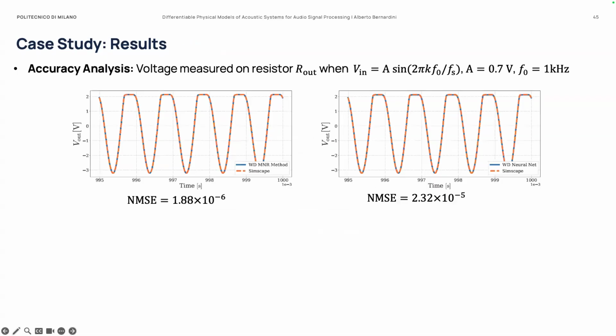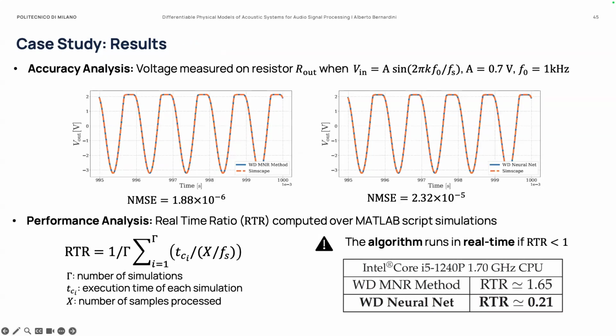Here are some results verifying the accuracy. In both cases, you have very good accuracy, but in the case of the neural network, since you don't need any iteration, the real-time ratio, which is a measure of efficiency, is lower. So you have more efficiency. In this specific case, since the real-time ratio is lower than 1, you are able to run that circuit in real time. So in this case, the advantage is visible, let me say.